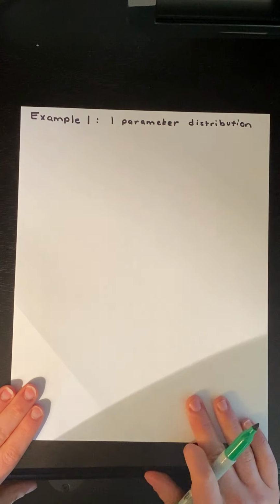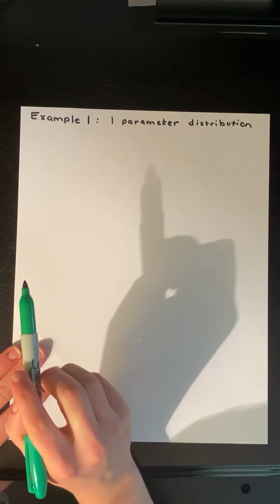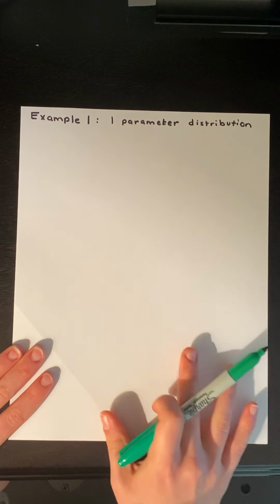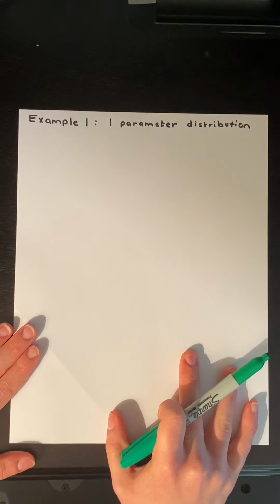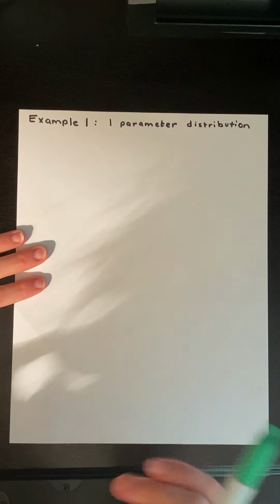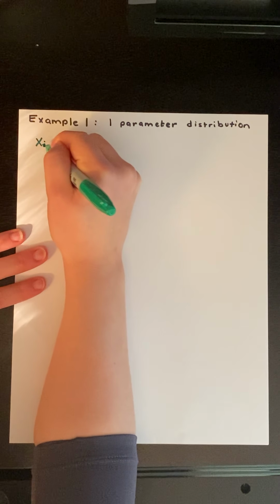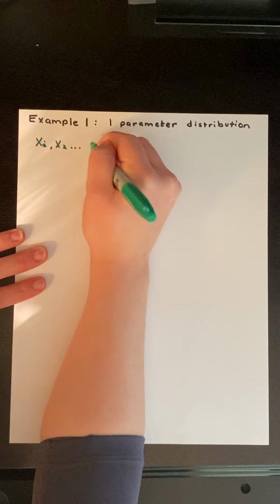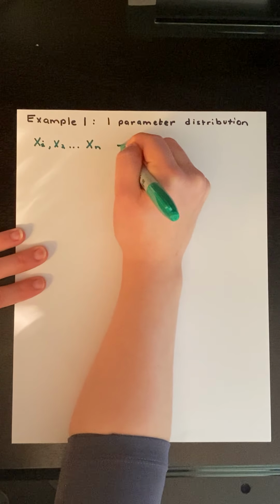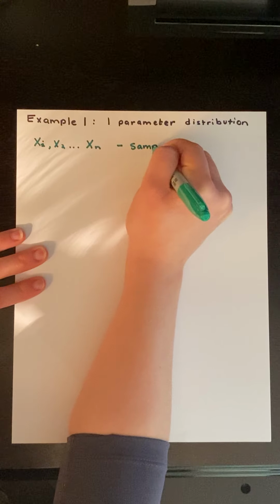Right, so now that we have figured out how to calculate our information matrix in general, I want to go over just a few examples so we can really solidify how to do this in our mind. First, we're going to go over an example using a one-parameter distribution, and we are going to find the information matrix. So let's say we have a sample of x1, x2, all the way to xn. So that is our sample of data.